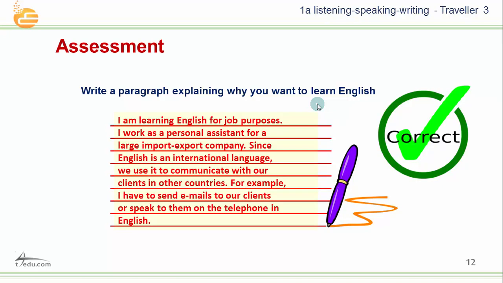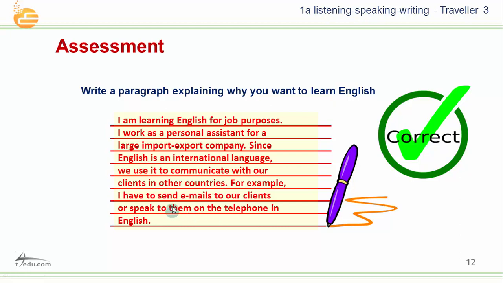Here's an example. Okay, I suggest you wrote this. I'm learning English for job purposes. I work as a personal assistant for a large import-export company. Since English is an international language, we use it to communicate with our clients in other countries. For example, I have to send emails to our clients or speak to them on the phone in English.